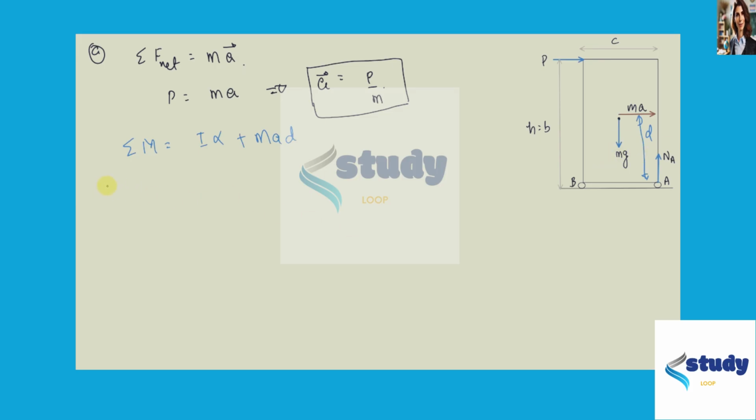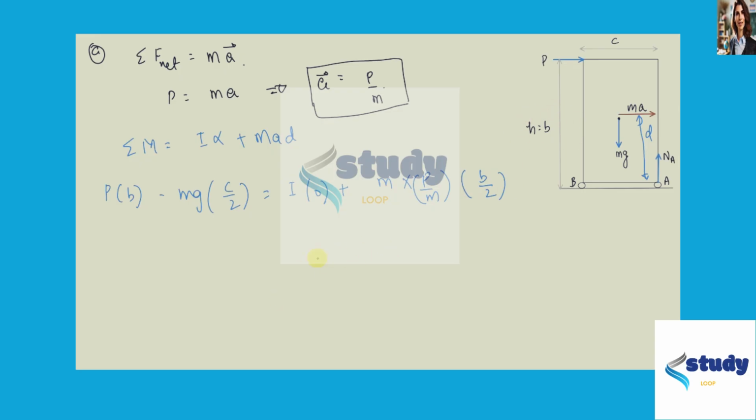So we'll be taking moment in the clockwise direction to be positive. So P times b, we are taking moment about point A, minus mg times c over 2, plus Na. The moment due to this force would be 0 because it is passing through this point. So this would be 0. And it would be equal to I alpha, so I as it is. Now there is no angular acceleration here, so this term would be 0, plus mass as it is times acceleration, which we have calculated as P over m, so P over m times b by 2, because the distance d is this much distance and this distance is b over 2.